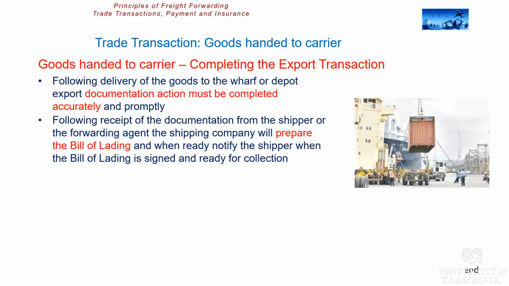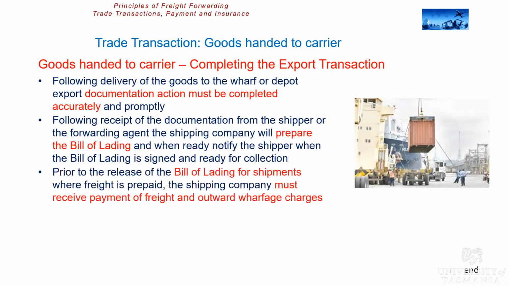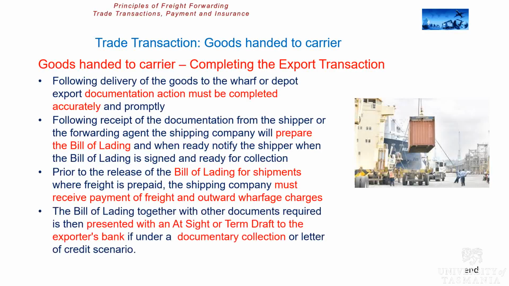So either the exporter or the agent for the exporter, the freight forwarder, will then collect the bill of lading. Now, prior to release of shipments, if the notation on the documentation is that freight is prepaid, the shipping company must receive their payment of freight and outward wharfage charges. And often this is undertaken by the forwarding agent themselves to pay for this, to enable them to get hold of the bill of lading and their documents.